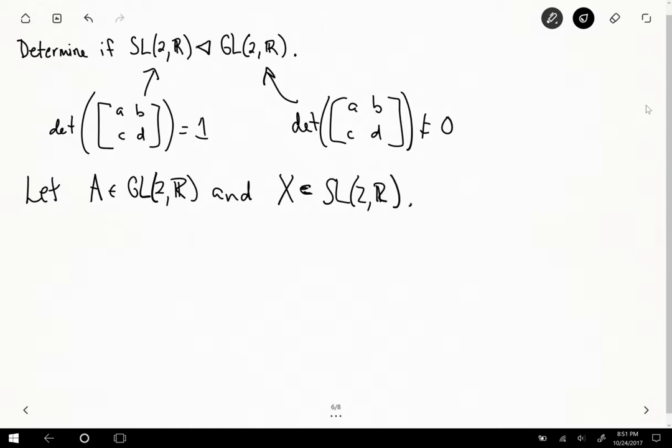In order to show it's normal, we wish to show that, and it doesn't matter which order you want to do it in, we'll go A inverse XA is an element, because these are matrices, is an element of our special linear group.